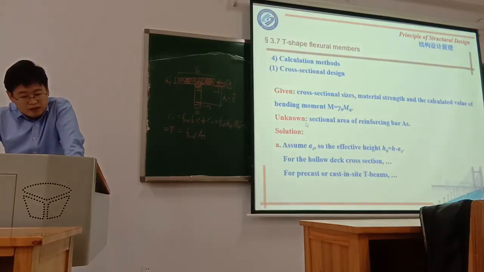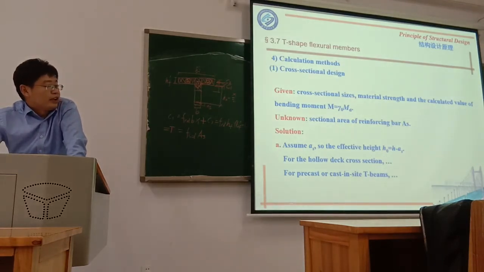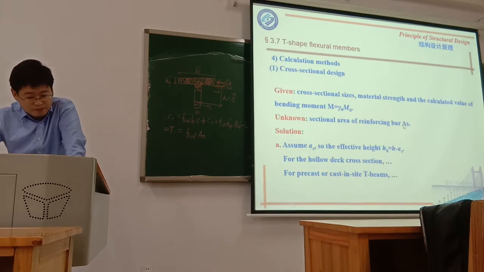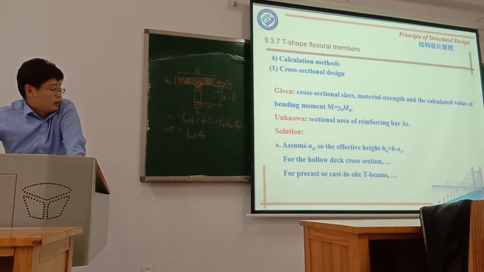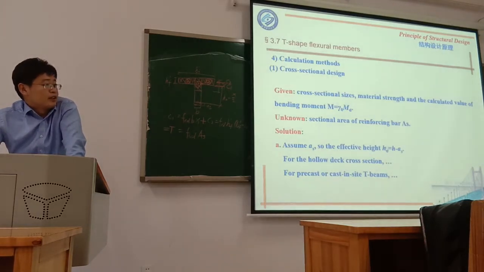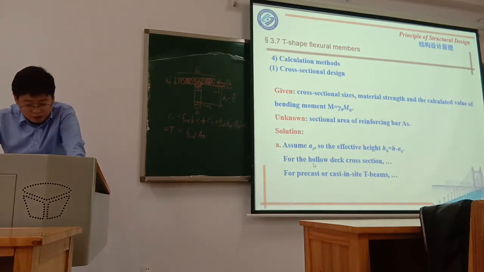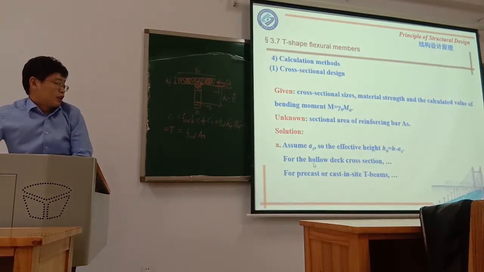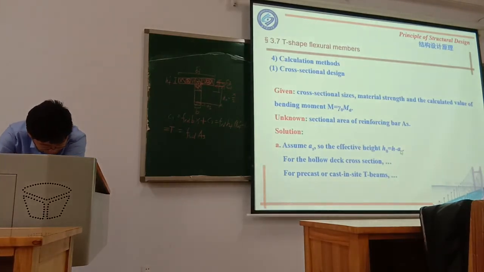Then we need to calculate AS. So how to calculate AS? Actually the same. If you do the solution, the first step is to assume AS. So the effective height is the same as the rectangular shape. Normally in your book I told you different types of structure, AS, you can use different values. You see in your book, page 74.